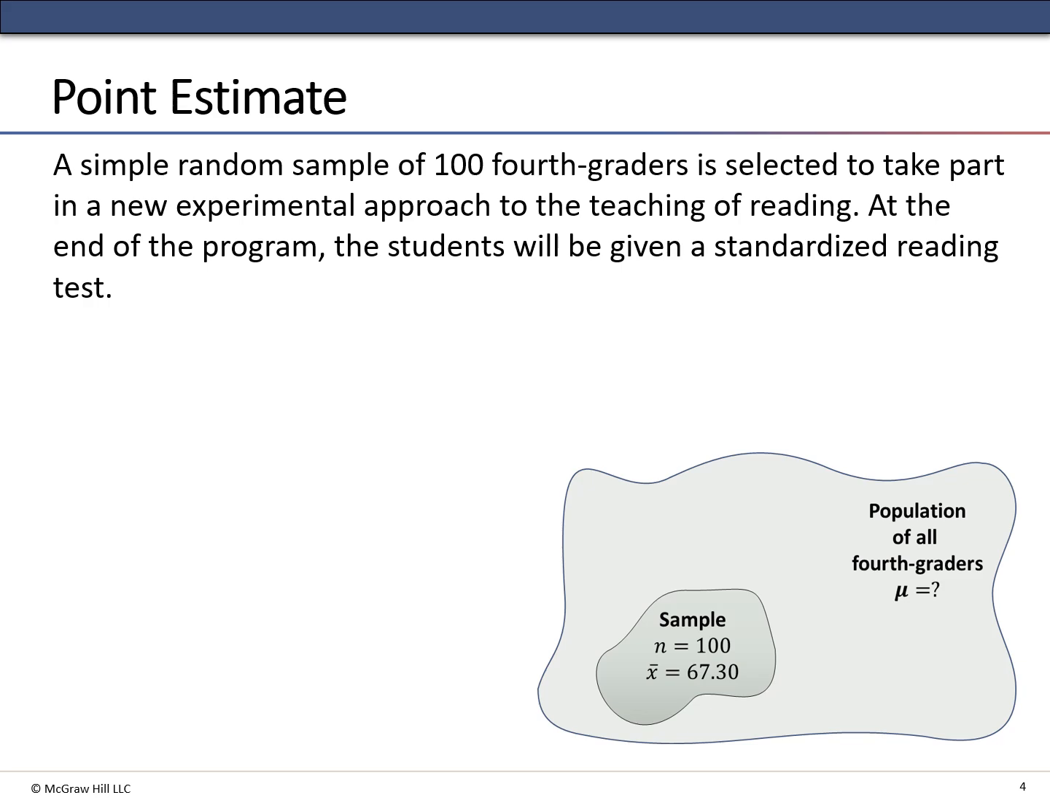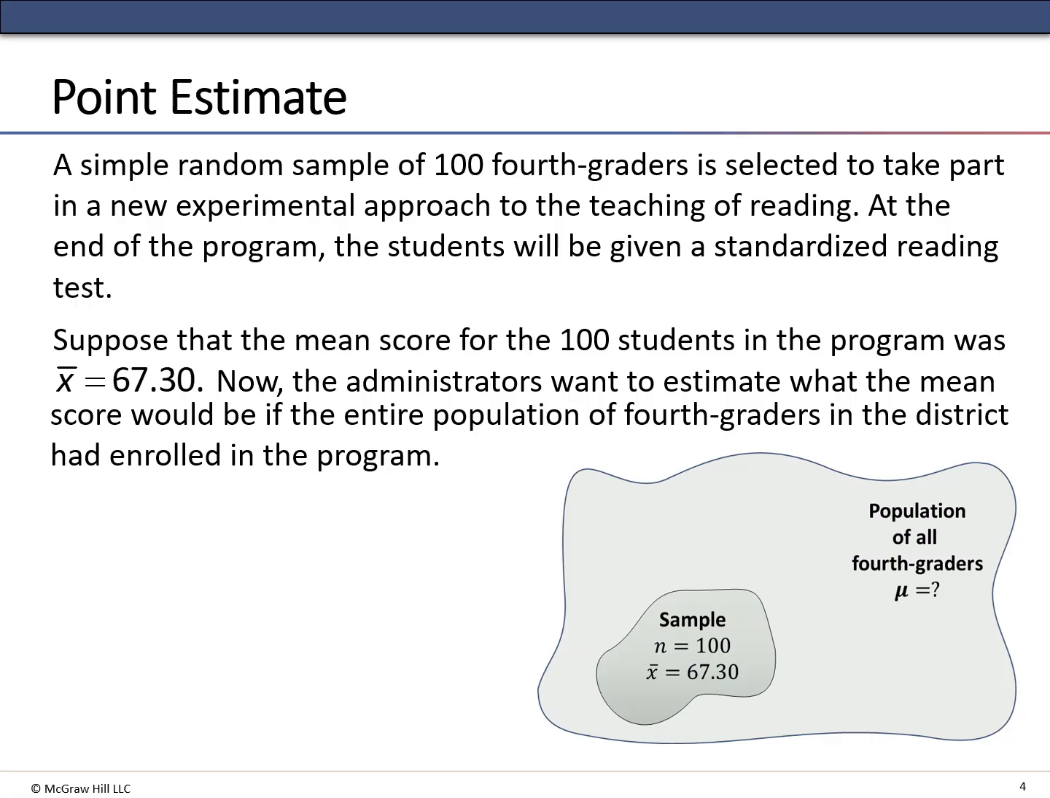A point estimate. A simple random sample of 100 fourth graders is selected to take part in a new experimental approach to the teaching of reading. At the end of the program, the students will be given a standardized reading test. Suppose that the mean score for the 100 students in the program was 67.3, and remember we notate this with x bar. Now the administrators want to estimate what the mean score would be if the entire population of fourth graders in the district had enrolled in the program.